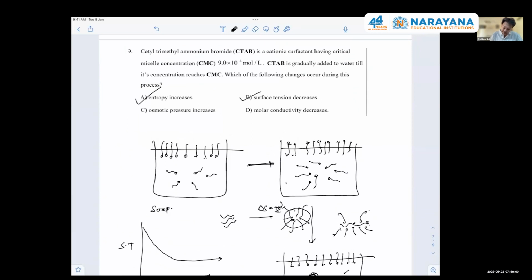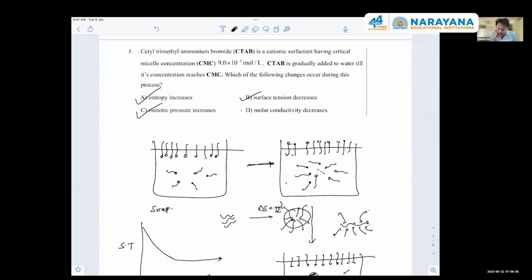Surface tension decreases steadily, and at a certain point it will stop. Osmotic pressure will also increase because concentration is increasing. At CMC, that will stop. And molar conductivity decreases? No, molar conductivity was steadily increasing because concentration was increasing. Sorry, you are talking about molar conductivity, not conductivity.